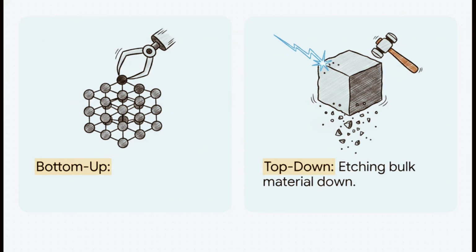On the flip side is the top-down approach. This is much more like sculpting. You start with a big bulk material and you etch, carve, or break it down until you're left with exactly the nanoscale pieces you need. Both of these approaches are absolutely essential tools in the nanotech engineering toolkit.